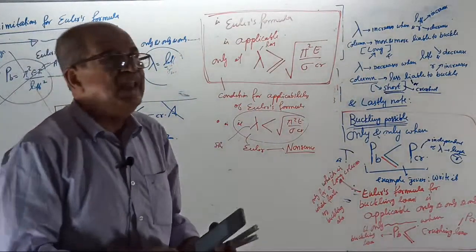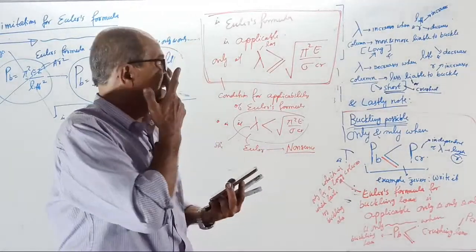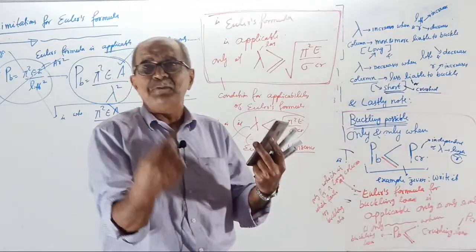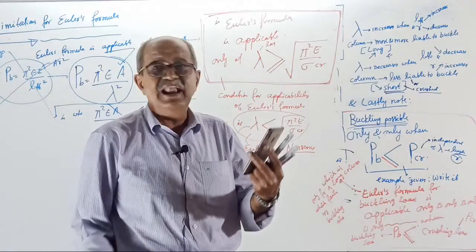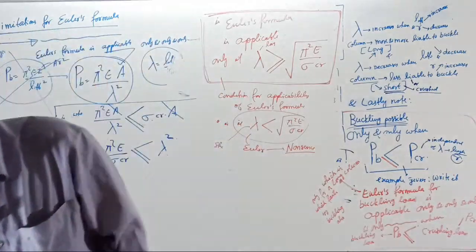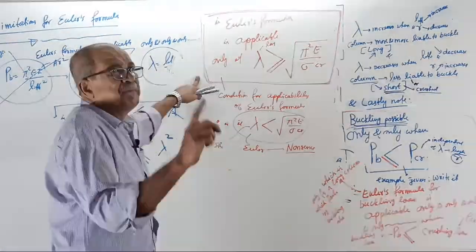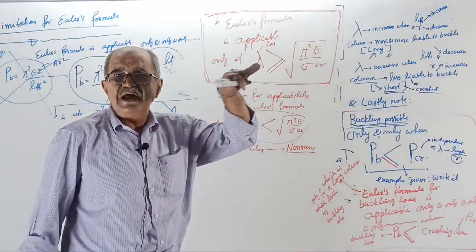Because he told very clearly, I am not telling Euler is nonsense. I cannot tell that way. Euler is not nonsense. The person who is applying Euler's formula is doing what? Nonsense. Clear? The person who is applying Euler's formula. Euler very clearly told, you do not apply me if the column is short beyond a certain limit.